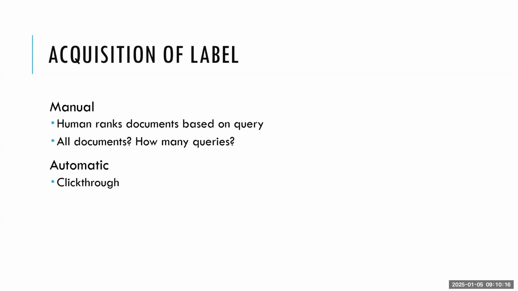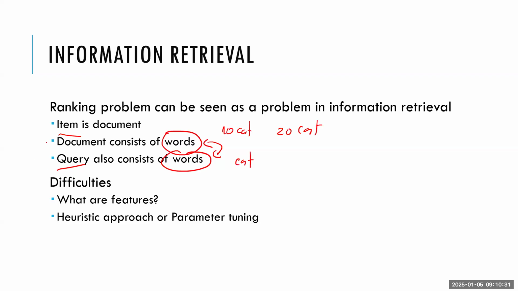So how can we acquire the label? What is the label in this case? We have item, we have document, we have query. What is the label? The label in the machine learning sense is the correct answer. So in the ranking problem, what is the correct answer?